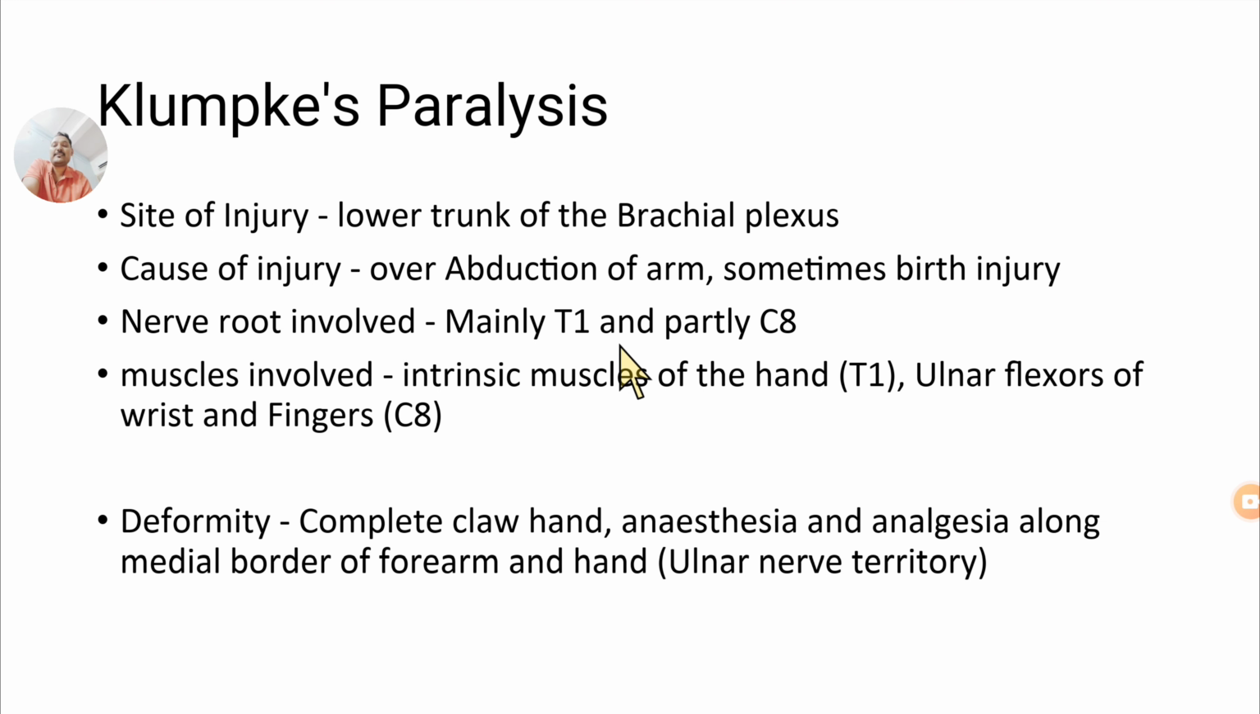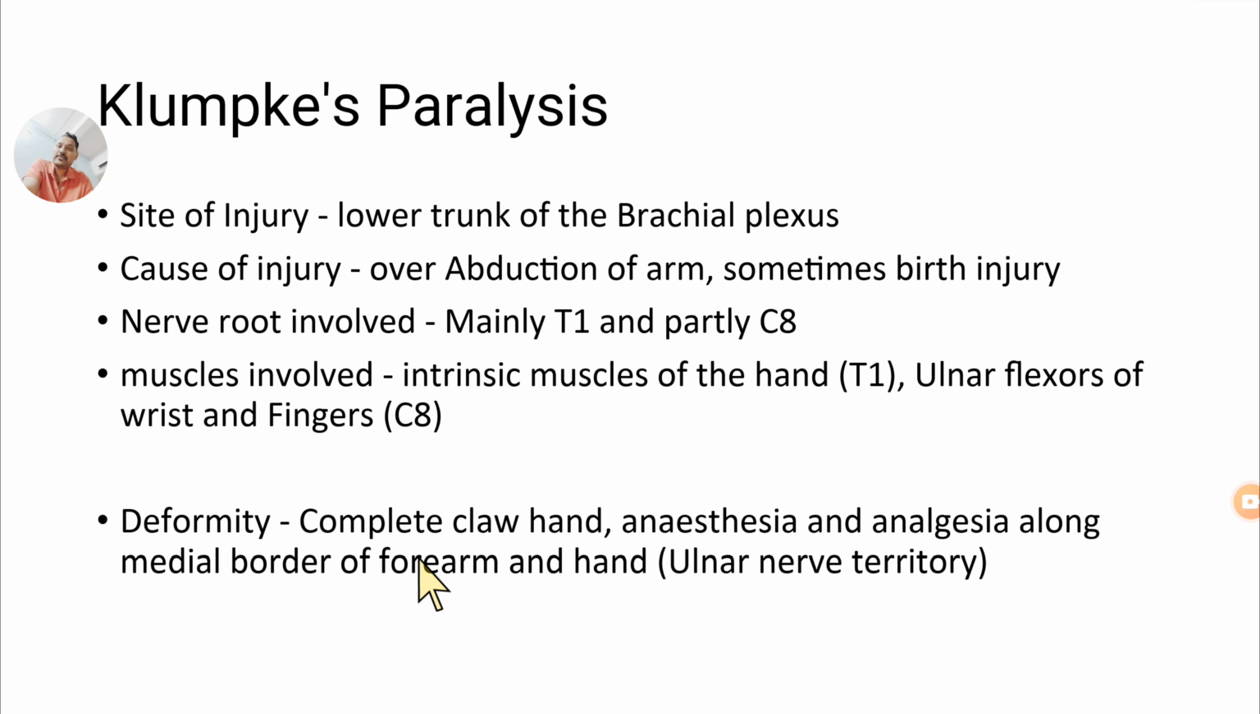So as I said, the ulnar nerve will be involved, because C8 and T1 is for the ulnar nerve. Clinically you can test it with the ulnar nerve. What are the muscles involved? Intrinsic muscles of the hand supplied by the ulnar nerve, and the ulnar flexors of the wrist and the fingers, which are supplied by C8. So intrinsic muscles are supplied by the T1 component. All the musicians use these fingers, and these movements will be at risk if there is a Klumpke paralysis.